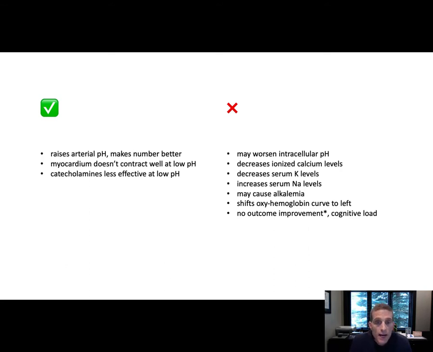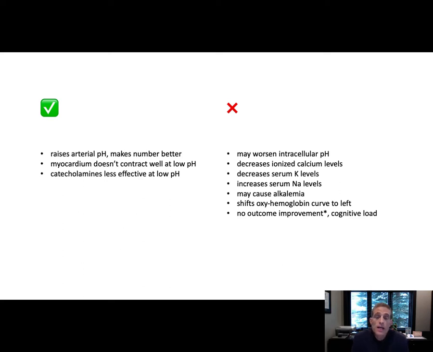Alkalemia is bad for patients as well, and if we give it without knowing the pH and actually make that patient alkalemic, that has been shown to worsen outcomes. It shifts the oxyhemoglobin curve to the left. It means the hemoglobin is going to hold on tighter to that oxygen, and we'll talk about that on the next slide in a second.